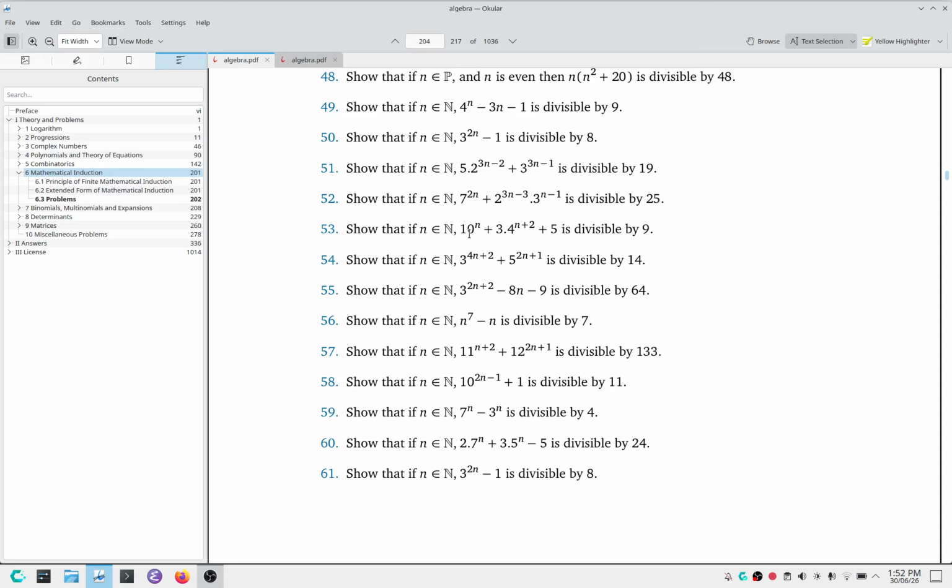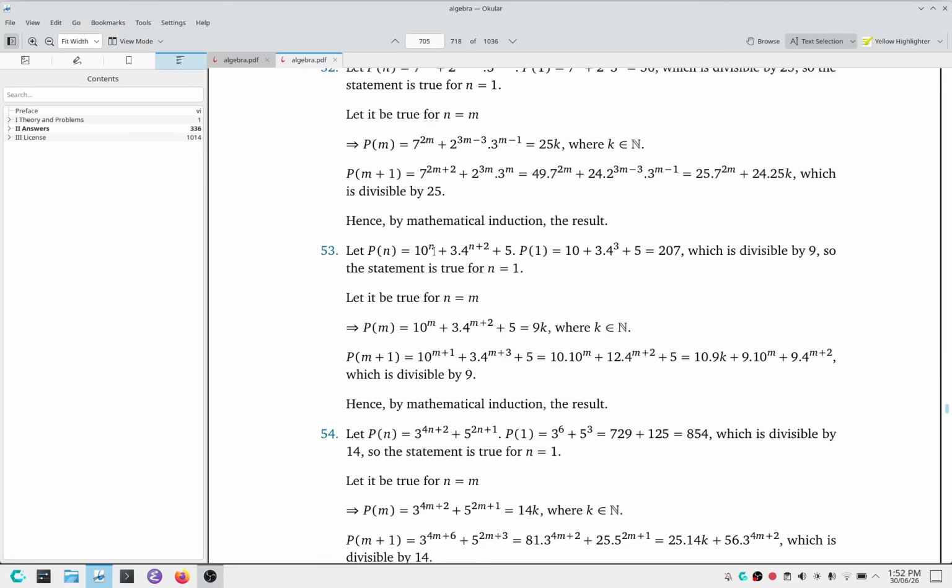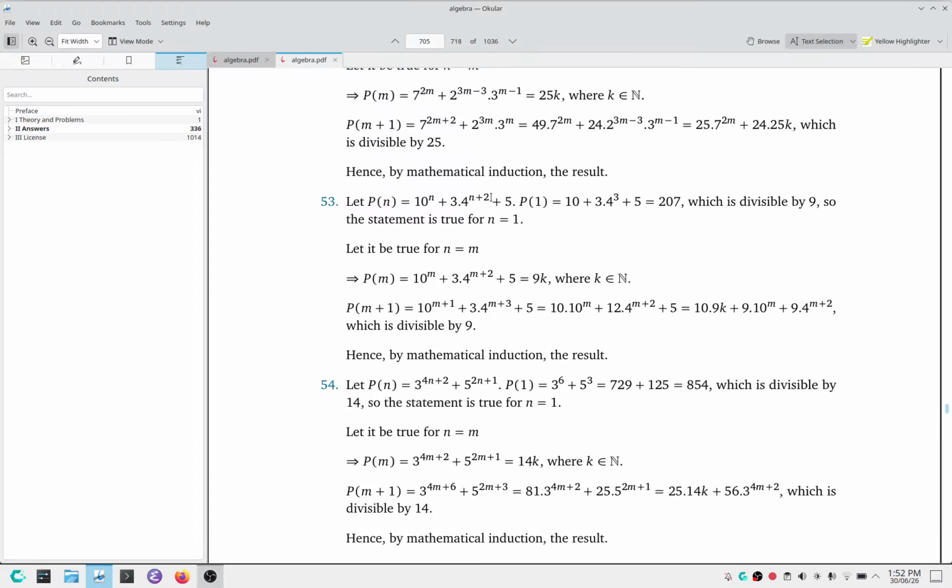Question 53, the expression in this case is 10 to the power n plus 3 times 4 raised to the power n plus 2 plus 5, and the divisibility is with 9. Like previous, we let it be P(n), we substitute n equals 1, we get 10 plus 3 times 4 to the power 3 plus 5, which is equal to 207, which is divisible by 9, and hence the statement is true for n equals 1.